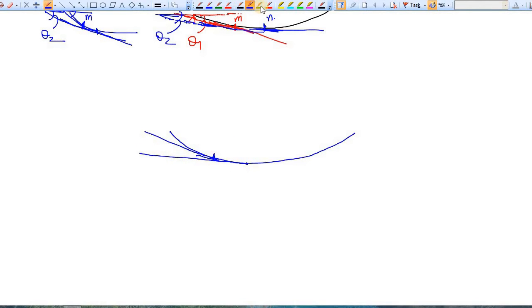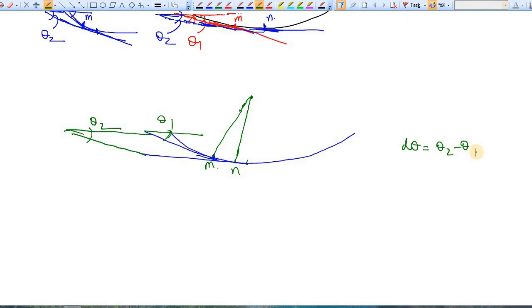We are drawing a perpendicular at m, a perpendicular at n. Okay, they will meet somewhere. Let's say they are meeting at this point. So this is n, this is m, and the difference between these two angles, this is theta 1 and this is theta 2. D theta is simply your theta 2 minus theta 1.